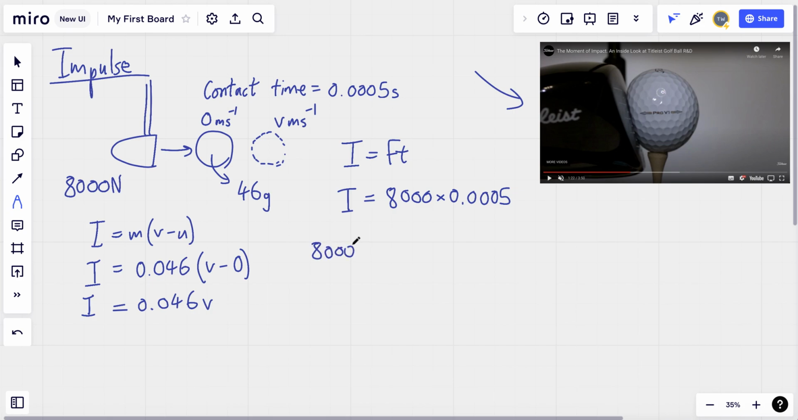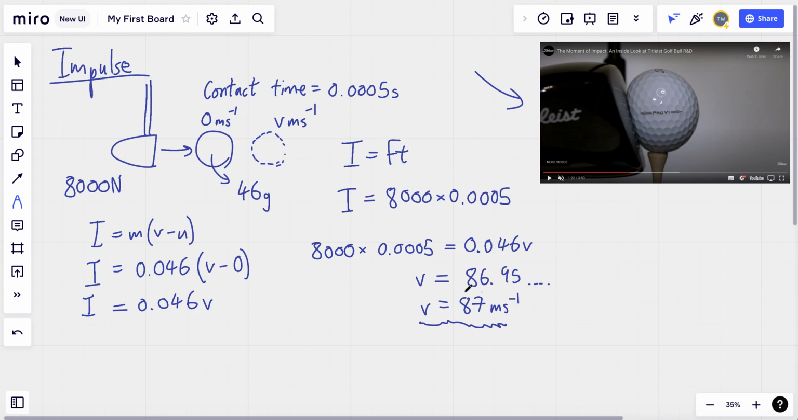Okay, so what I'm going to do is combine these two equations. So I'm going to write 8,000 times by 0.0005, which is my impulse, and that equals the other way of defining my impulse, which is 0.046 times by my velocity. You can check this yourself on your calculator. I suggest that you do, to make sure that I'm not barking up the wrong tree. I'm going to check it myself. So I'm going to do 8,000 times 0.0005 and divide that by 0.046. And that gives me a velocity in meters per second of 86.95. So let's call it 87 meters per second. Okay, so there's a way of using impulse to find an answer.